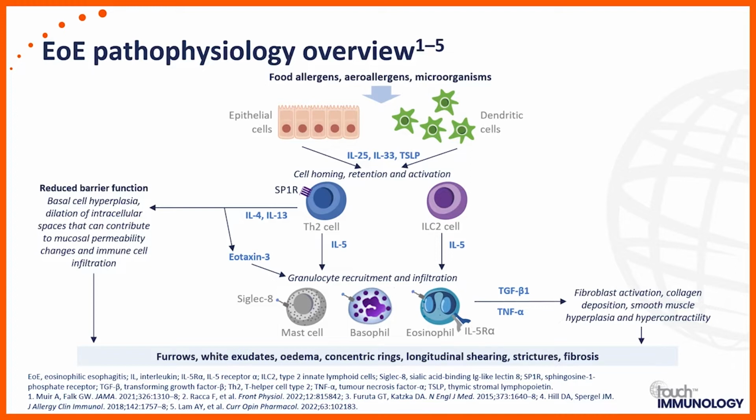When eosinophils are in the tissue, they can break apart and cause a lot of inflammation. This leads to fibroblast activation, collagen deposition, smooth muscle hyperplasia, and hypercontractility, all of which result in the macroscopic changes we see visually on endoscopy, including furrowing, white exudates, edema, concentric rings, strictures, and fibrosis.